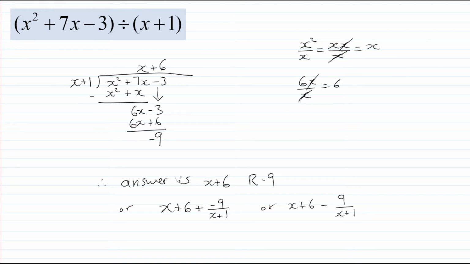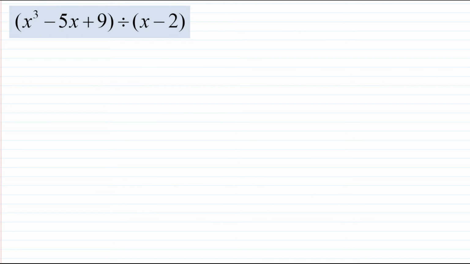So now let's just do a few more examples to get a good understanding and a good grip on this process here. So x cubed minus 5x plus 9 divided by x minus 2. Now when we set this one up, make sure you notice there's no x squared term here. So what I'm going to do is I'm going to write in plus 0x squared, just so things line up. All right, the x squareds are going to line up with the x squareds and so on. And it'll make things a little easier to follow, I think.